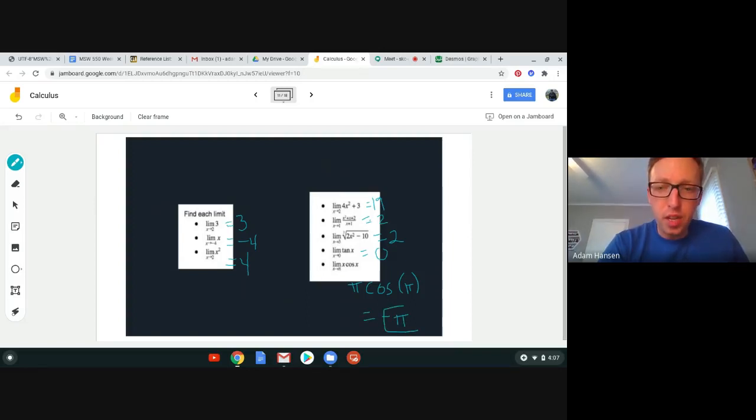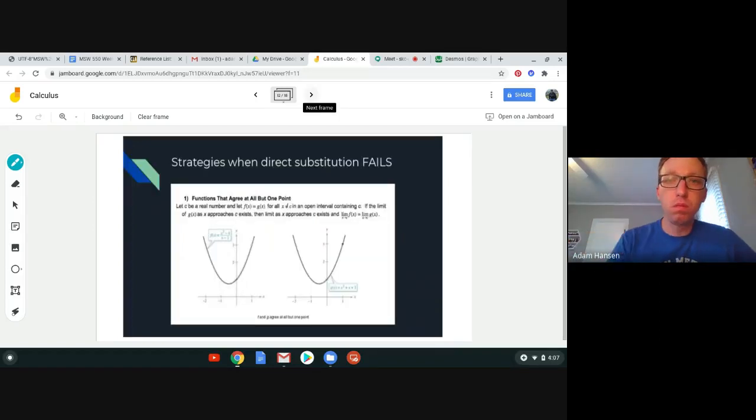Now you can always check these using a table or looking at a graph, but since I can do this by direct substitution and evaluate the limit, we'll use this method. Okay, so that's pretty easy.